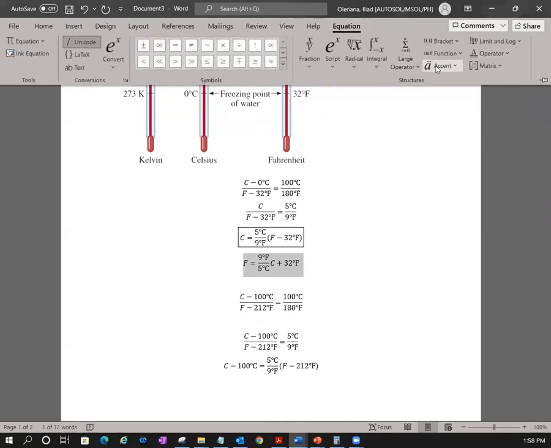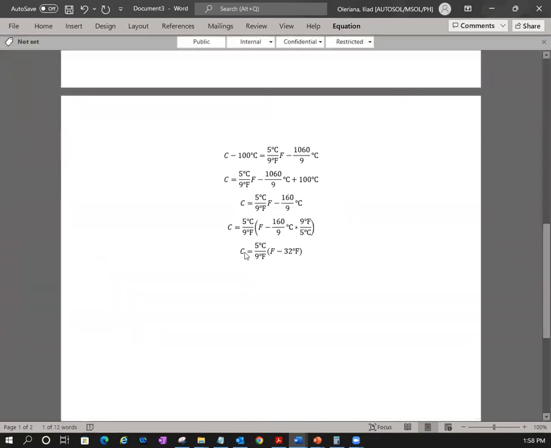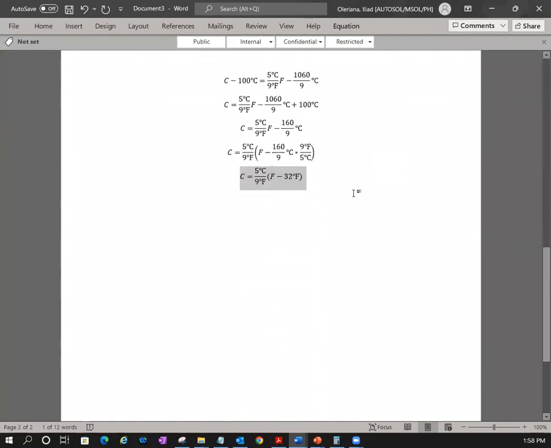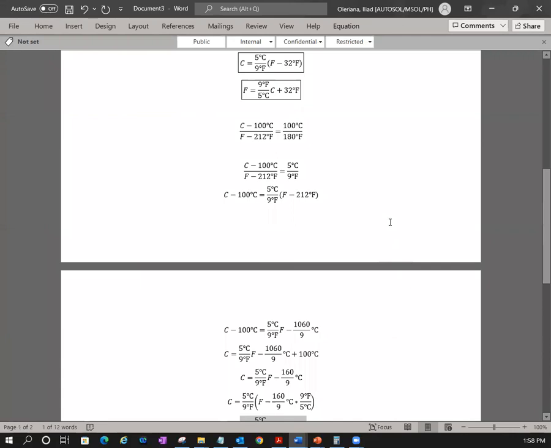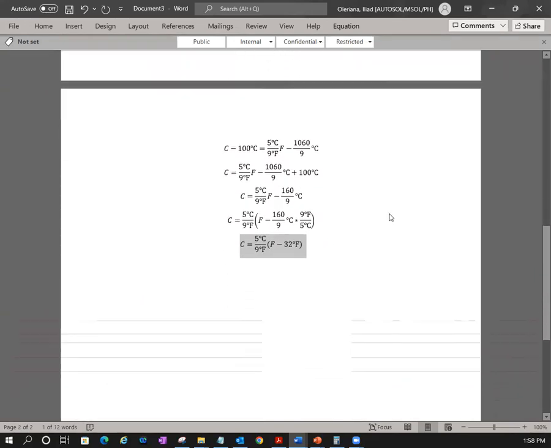It's the equation. Ito, the same lang, kaya hindi ko na ito i-box. The same lang ito ng dito sa taas. So, pinakita ko lang dito na kahit gamitin nating reference yung boiling point, it will still arrive at the same conversion equation.